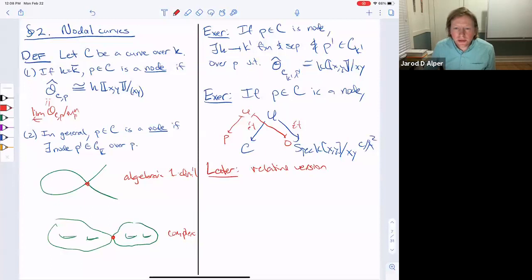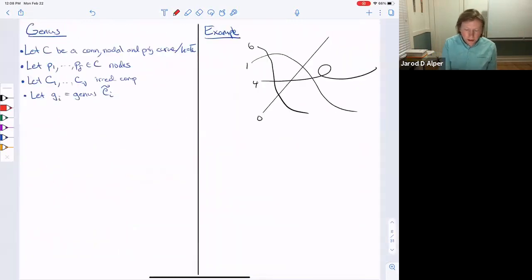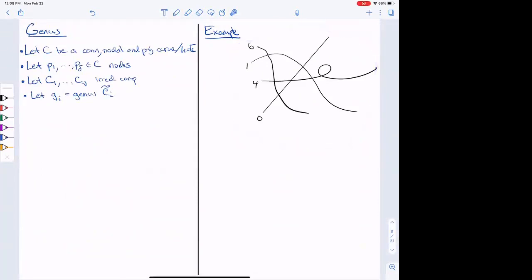All right. Moving on, I want to give you the formula for how you compute the genus of a nodal curve. So suppose you have a curve that looks like this on the right-hand side. This was in one of those exercises.